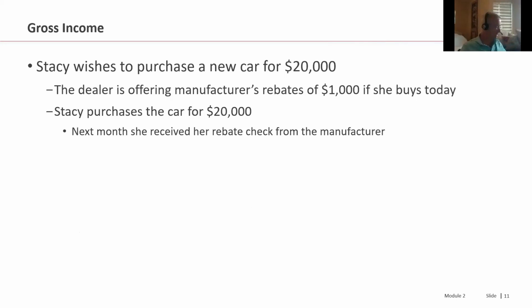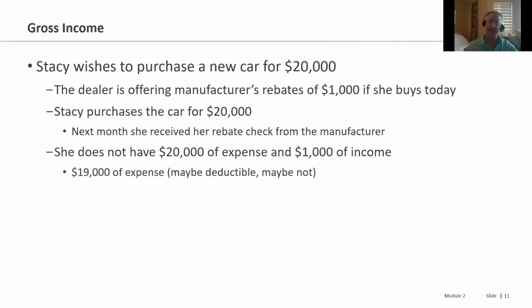Okay, so one last interesting twist on this issue, and it really just gets woven into this, but it's not really necessarily the tax benefit rule. So Stacy wishes to purchase a car for $20,000, and the dealer's offering a manufacturer's rebate of $1,000 if she buys today. So she goes ahead and purchases the car for $20,000. And then in the following month, or maybe 2 months later, however long it takes, she gets a rebate check from the manufacturer. And I think the question is, does that $1,000 rebate check represent income?